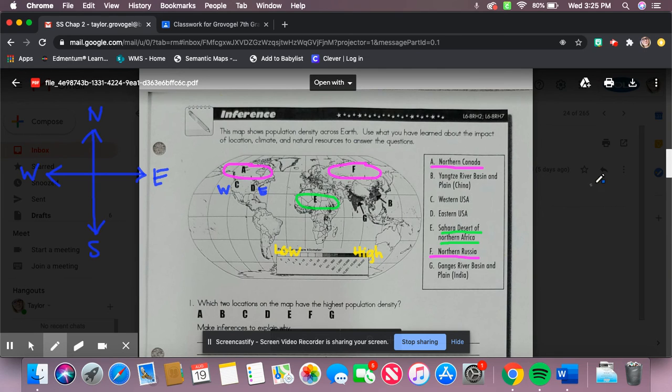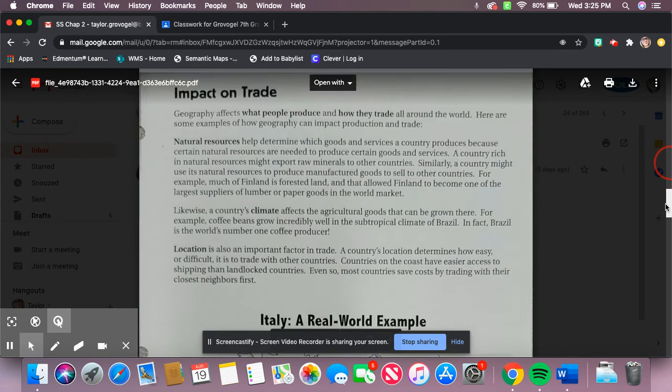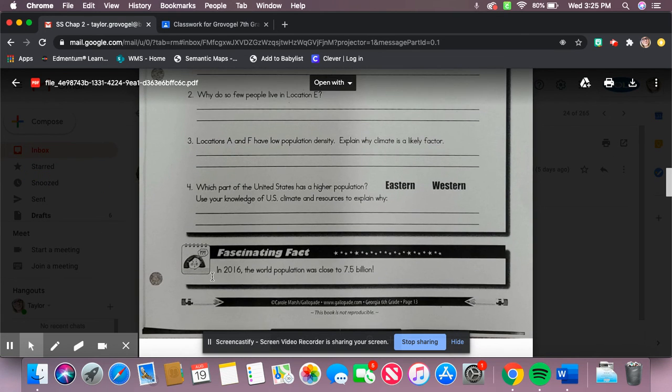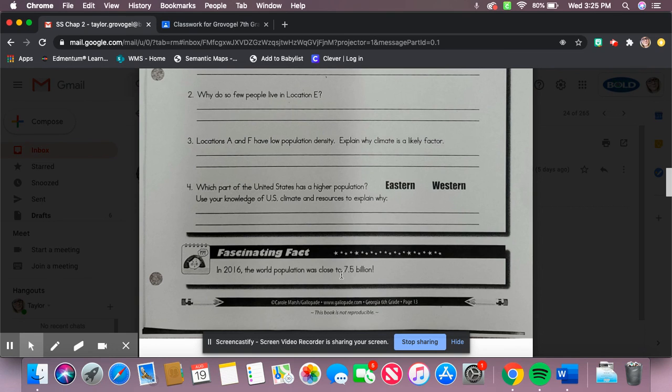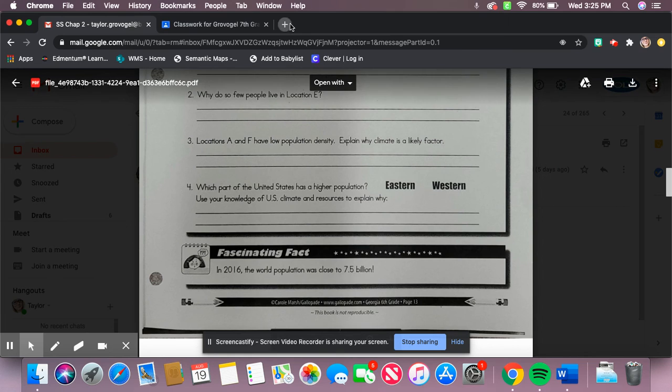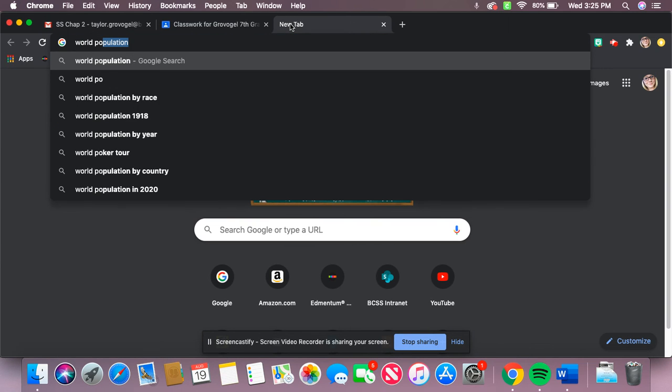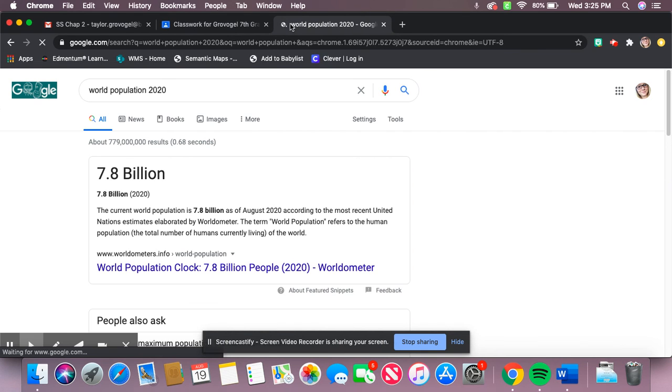All right, and here's our last little part for this page, and we're going to be done for today. It says, our interesting fact. In 2016, the world population was close to 7.5 billion. That was 4 years ago. That is super interesting. Let's look at what the world population is now. We're at 7.8 billion. So it increased by 0.3 billion people in the past 4 years.